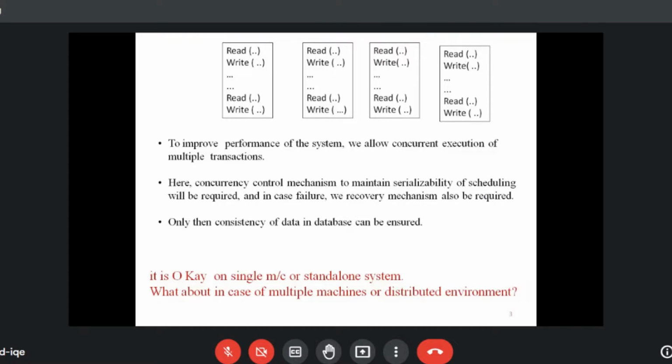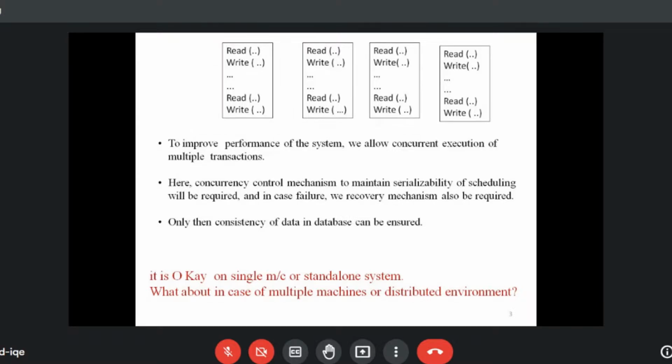The database management system has to carry out one more exercise in parallel in the background, that is the log file or log table. So here a concurrency control mechanism to maintain serializability of scheduling will be required, and in case of failure, a recovery mechanism will also be required. Only then can the consistency of data in the database be ensured.